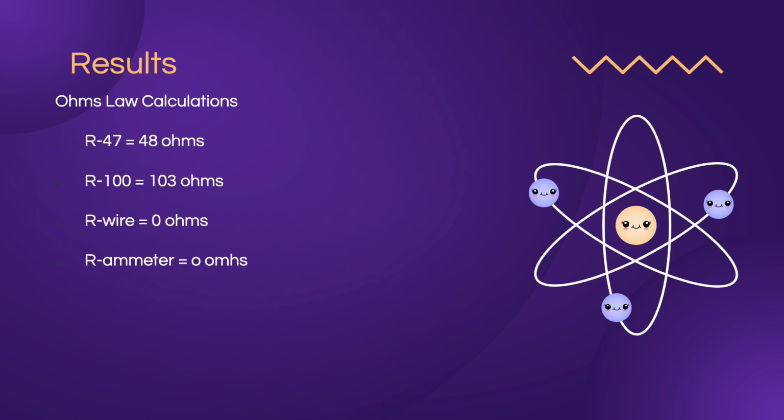The R47, so the resistor at 47 ohms, the resistor at 100 ohms, the resistance wire, and the resistance ammeter. These are the calculations. So the resistance was 48, 103, 0 ohms, and the ammeter was also 0 ohms.